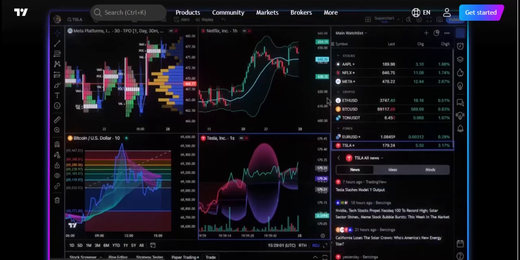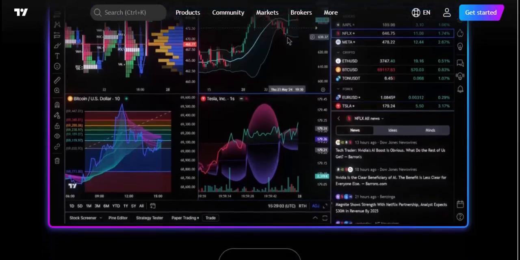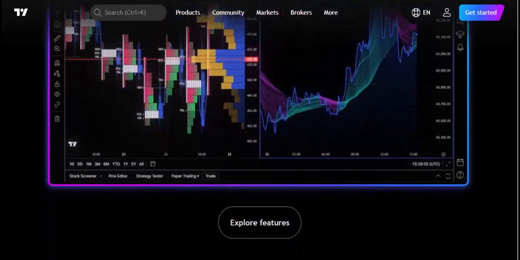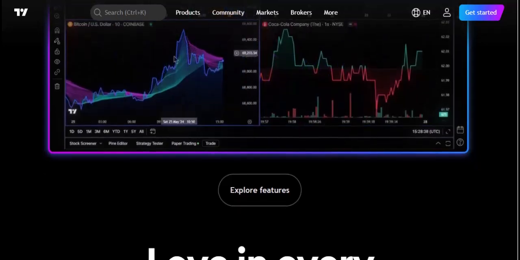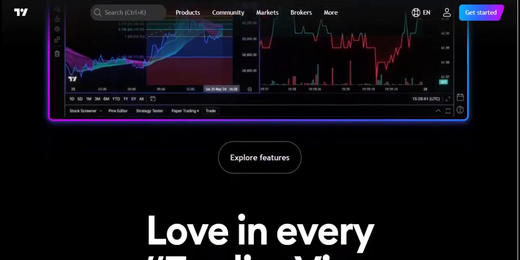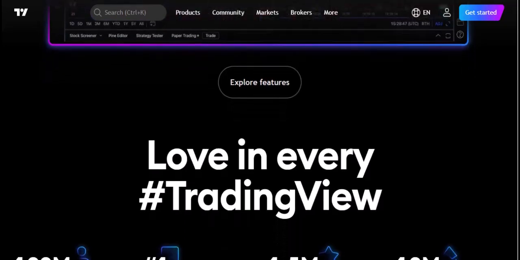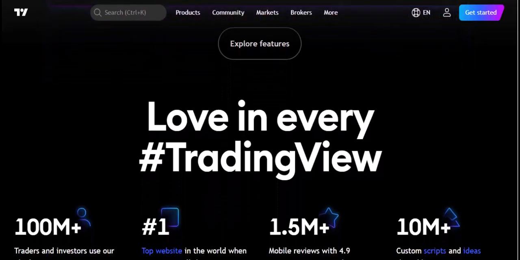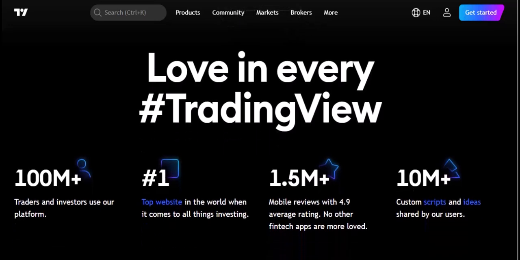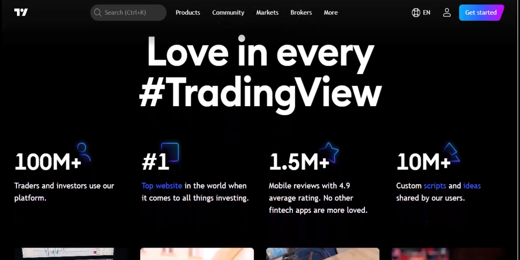First off, the charting capabilities are truly impressive. TradingView offers a vast array of customizable charts, from simple line graphs to intricate candlestick patterns and beyond. You have access to a wealth of technical indicators, think moving averages, RSI, MACD, Fibonacci retracements, literally hundreds of them, all easily applied and tweaked to your specific trading strategy.